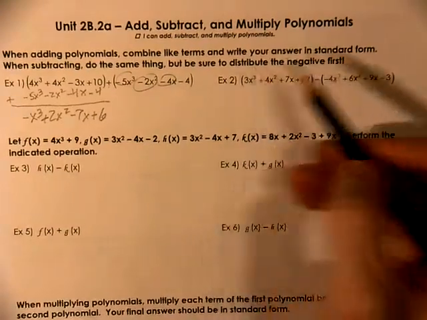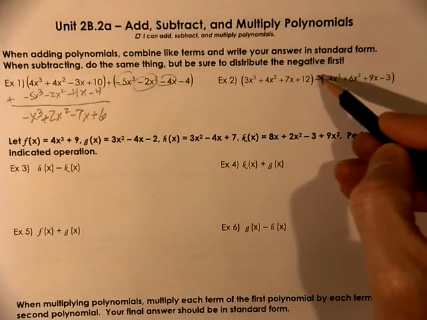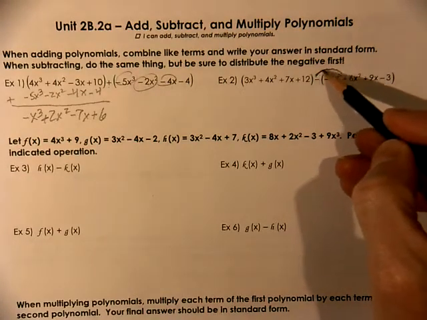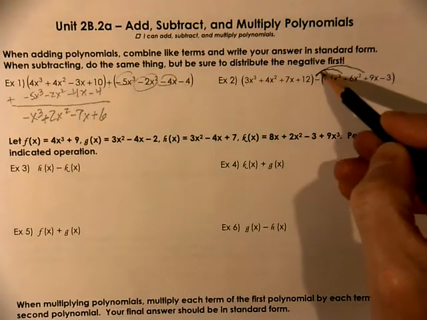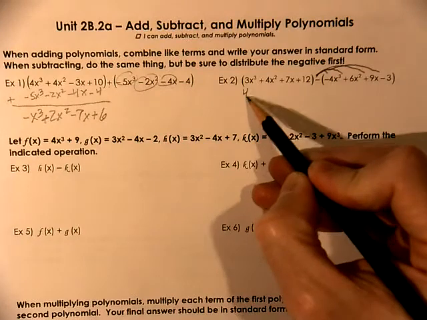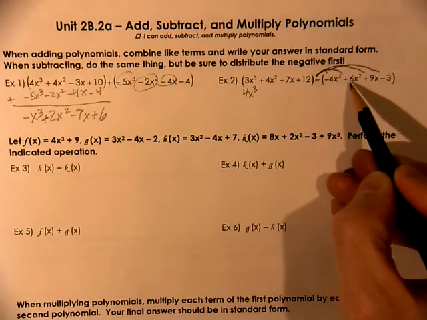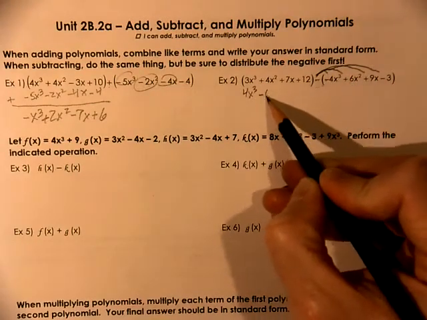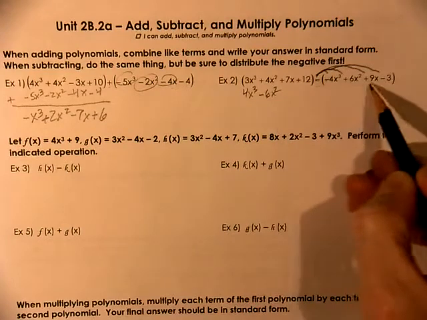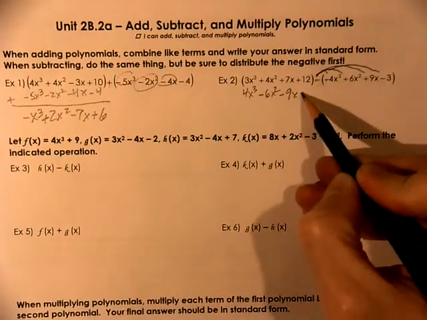On this side, we are subtracting two polynomials. So to subtract, you need to distribute. The parentheses are needed on the second polynomial. You need to subtract, so you're going to get a positive 4x cubed when you distribute a negative to a negative. A negative to a positive is negative 6x squared, negative 9x, and positive 3.